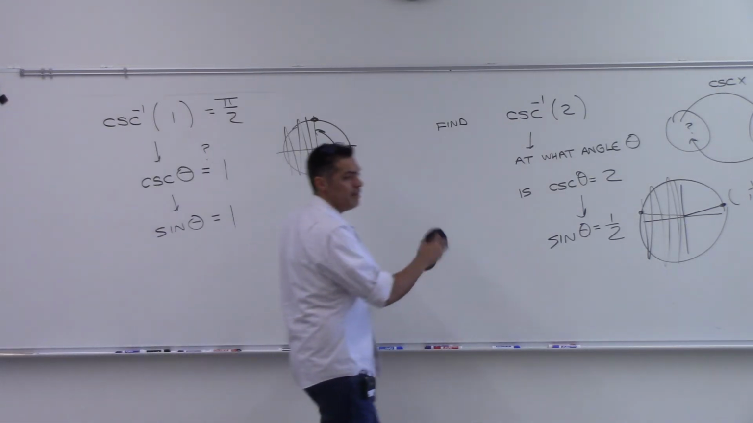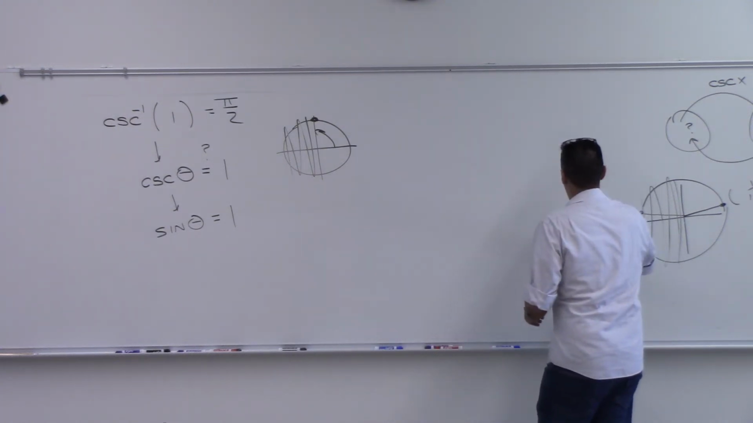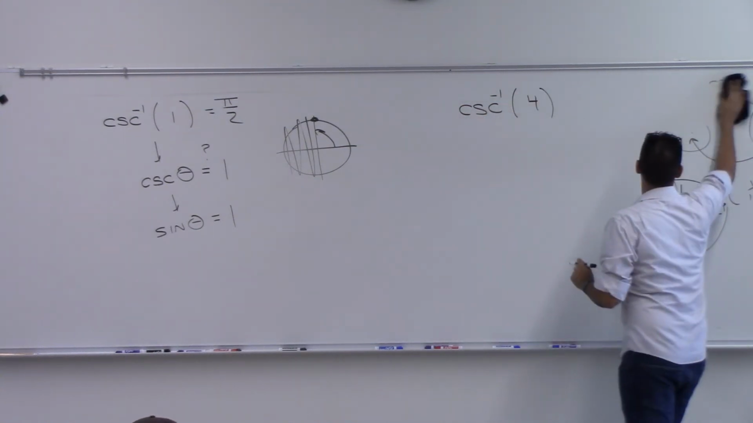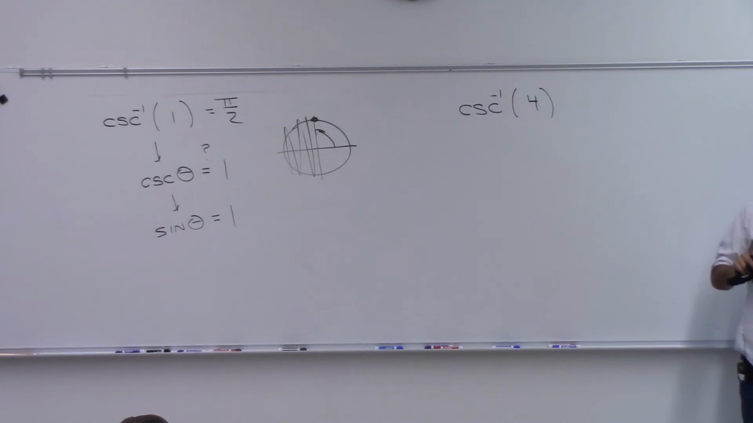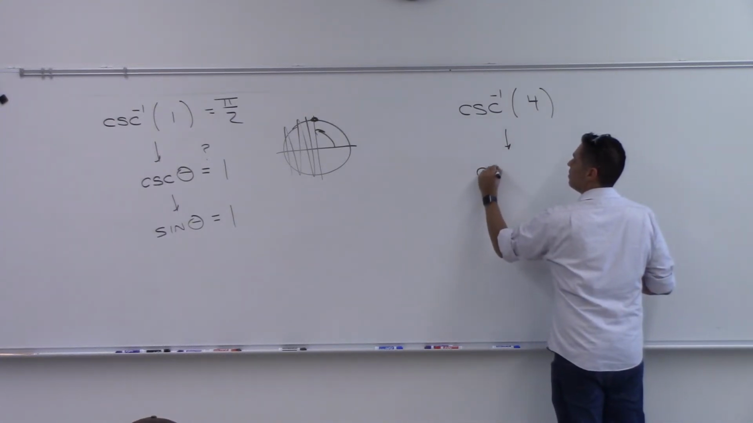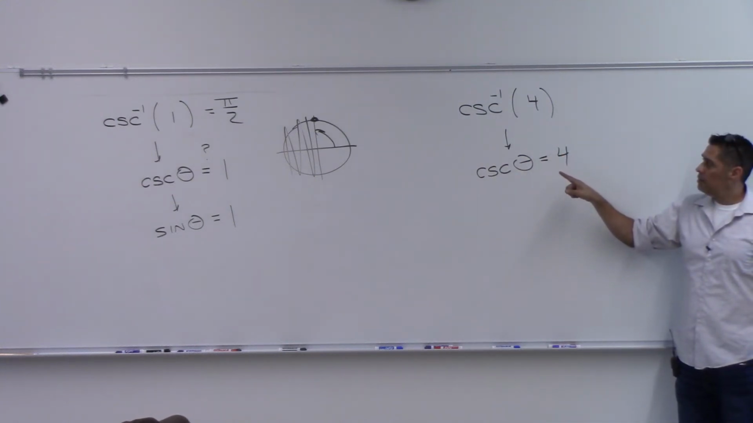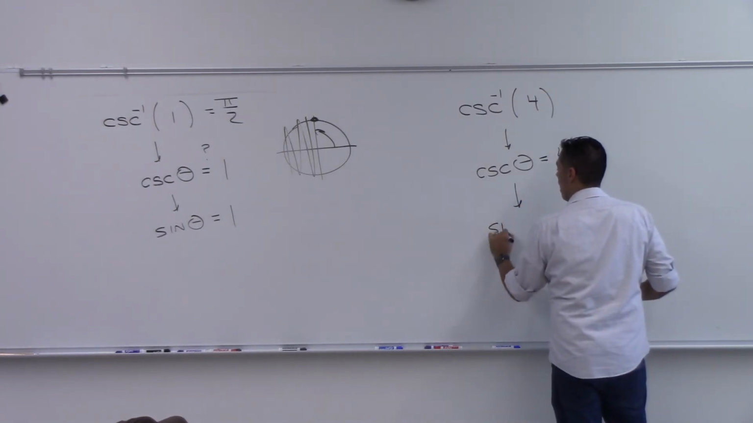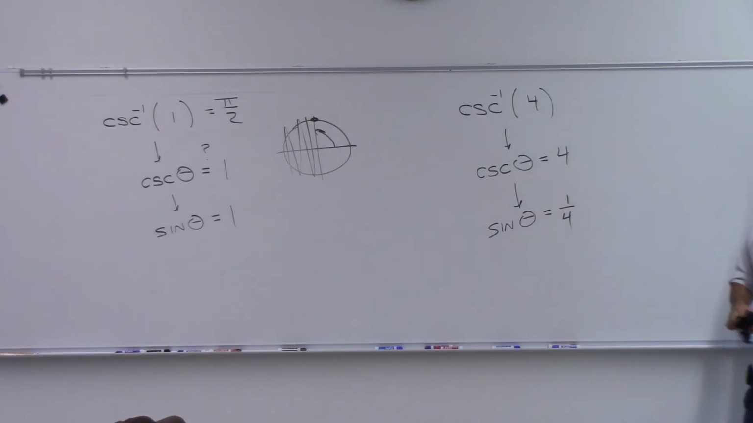How about this one? Do you have any questions right now? How about this one? What is cosecant inverse of 4? So this really means cosecant of some angle has to be 4, right? But that really means sine of some angle has to be the reciprocal of that, which is 1/4. Do we know that? That's not a common one, is it?